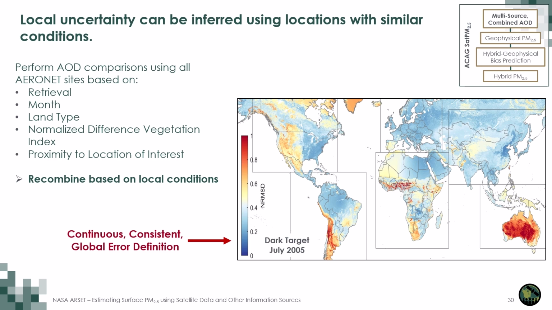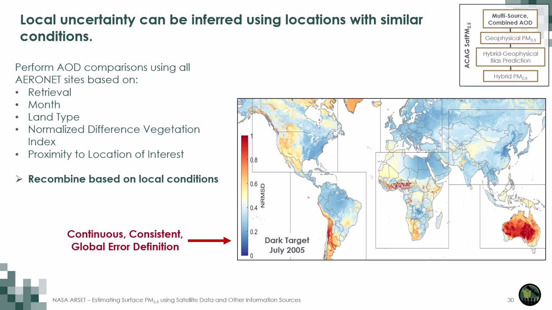What we've done is group AERONET locations together and perform separate month-specific comparisons for each satellite instrument and/or retrieval. These comparisons are grouped by land type, NDVI, or Normalized Difference Vegetation Index, and weighted by distance. We combine the findings of these comparisons based on local conditions around the world to produce a continuous, consistent definition of uncertainty for each AOD data source. You can see an example of this on the right, where I've shown the normalized root mean squared difference for dark target based on this approach.